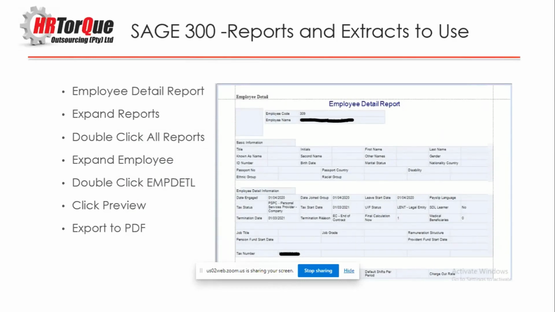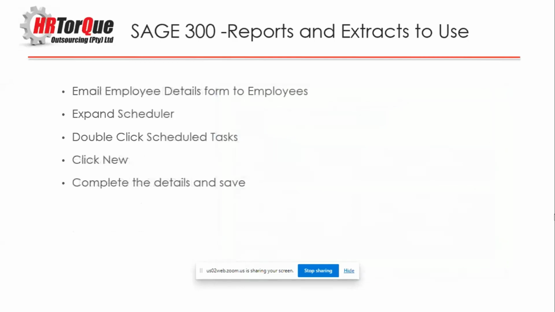So on Sage, you would go to reports, you would double click all reports, you would then expand employee, you would double click the EMP-DETL report, and then click preview, and then you can export that to PDF. Again, this report or this form has all the information of the employee, and they would be able to fill in correct details.